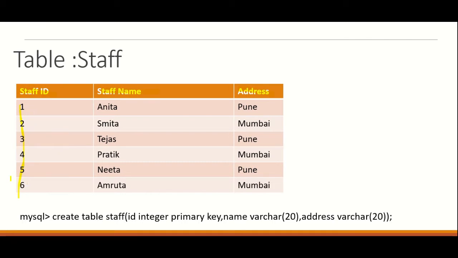So as to add this constraint on the table while inserting values, you need to use the keyword primary key. I'm highlighting it in this MySQL query: create table staff, ID of type integer and primary key. With this use of keyword primary key, we are putting a constraint on this table that it will not accept duplicate values for this staff ID.